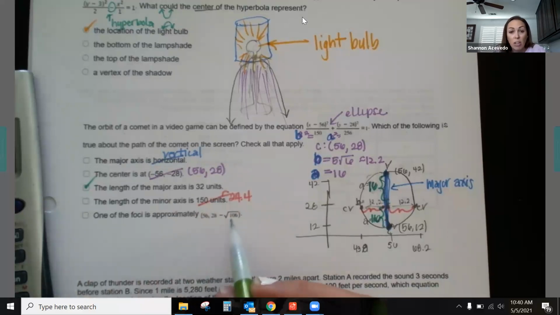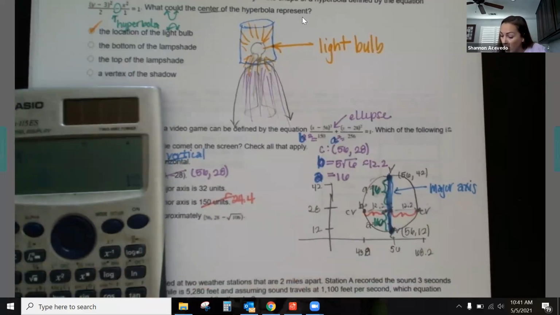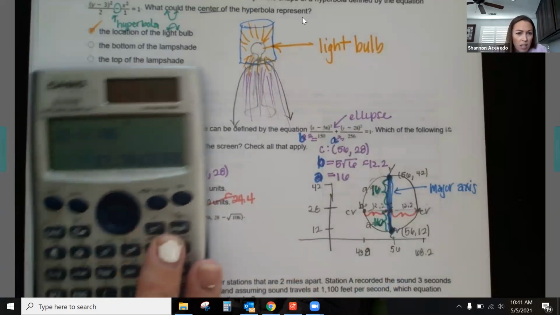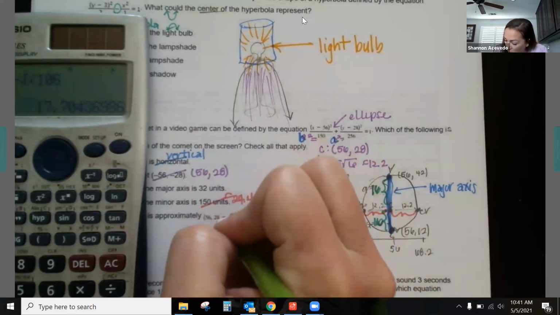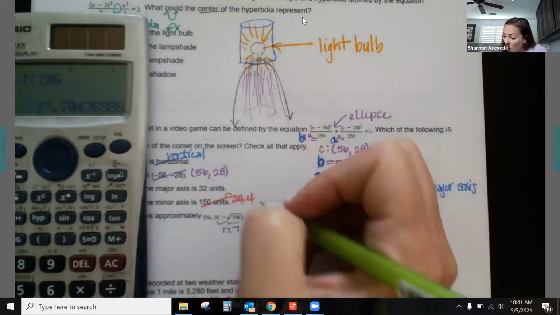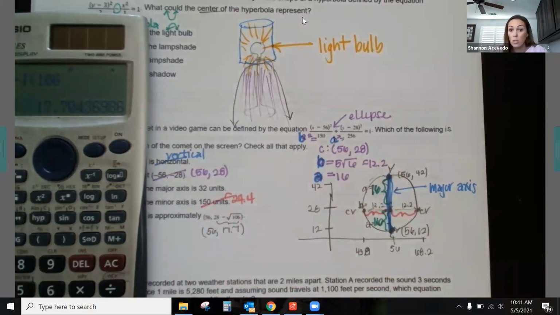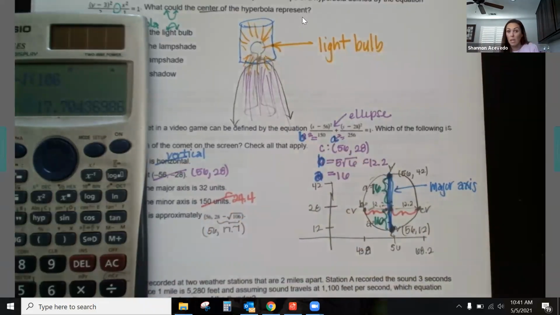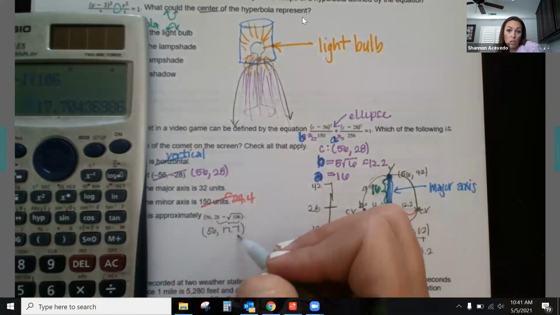If you're using the calculator for this value, then you can do 28 minus the square root of 106, and I get 17.7. So I can also use this value as 17.7. However you want to look at it, you can have it in radical form, or you can look at this as 56 and 17.7. They're the same. It's going to be one of those two values, depending on how you look at it. So you can always change an answer to be in the format that you're using.